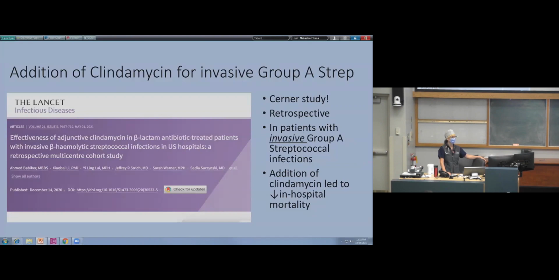And they found it even in patients who didn't have necrotizing fasciitis or shock. Usually when we see patients with necrotizing fasciitis or group A strep shock, we give high dose clindamycin. But these were patients who were sick, they had group A strep in their blood, but they didn't have necrotizing disease and they didn't have shock. And for them as well, the addition of clindamycin, just until they turned the corner and were getting better, led to a decrease in hospital mortality. Retrospective study, but interesting.